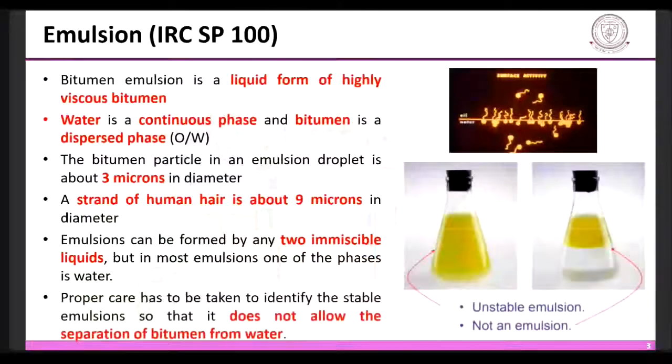And proper care has to be taken to identify the stable emulsion so that it does not allow the separation of bitumen from the water. Like you are seeing in this picture, the second one, the oil is not mixed with the water. And in the first case it is basically a stabilized form of emulsion, which is showing a mixed homogeneous composition. So proper care has to be taken to identify these types of stable emulsions.